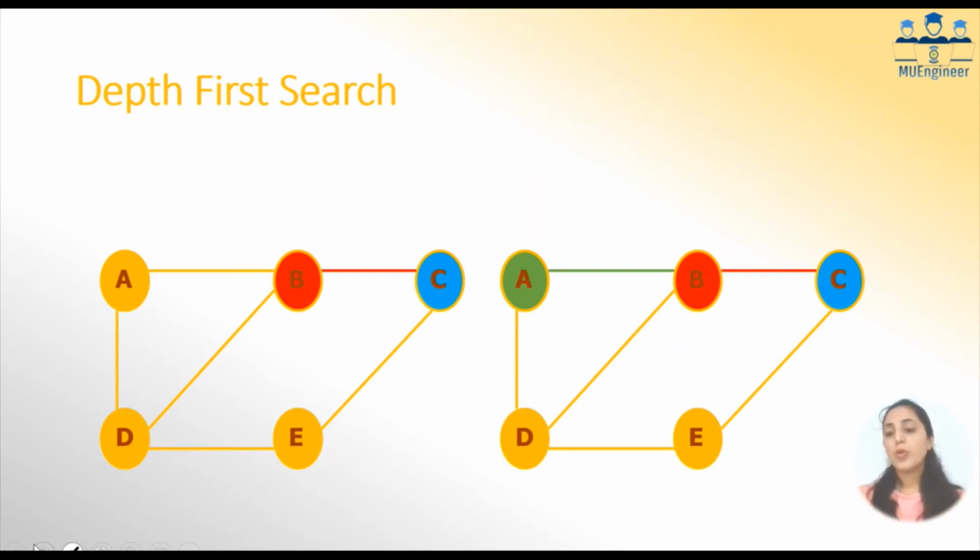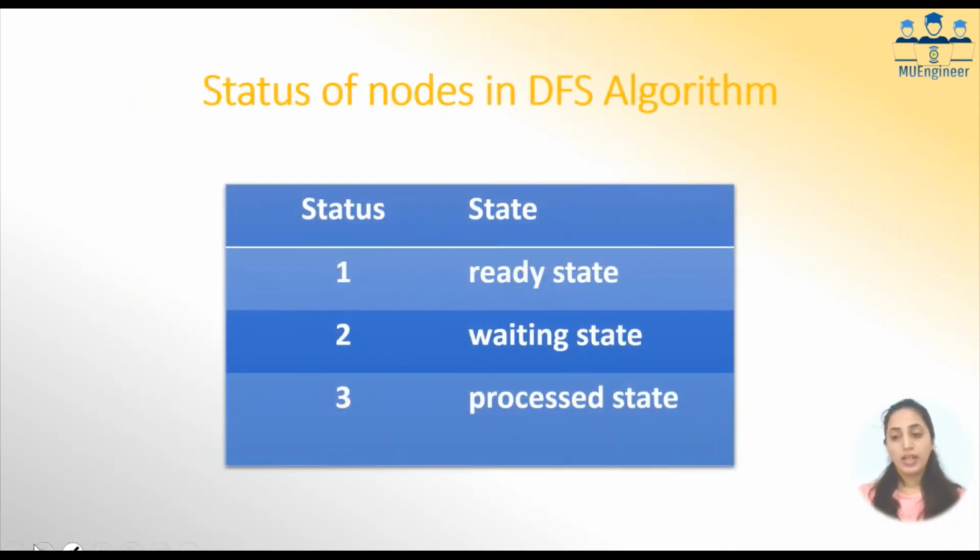This way I'm just going deepest, trying to reach the deepest node rather than reaching the nearer nodes. So I'm not going to all my neighbors, then their neighbors, then their neighbors. That was the strategy in BFS. But DFS tries to go as deep as possible. So now let's understand this with the algorithm.